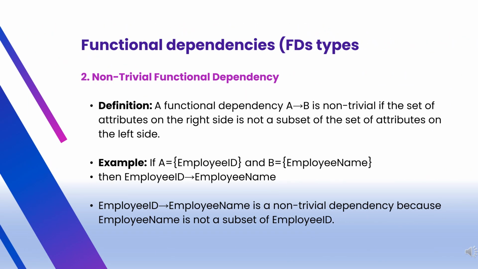Second type of functional dependency is non-trivial functional dependency. A functional dependency A determines B is non-trivial if the set of attributes on the right side is not a subset of the set of attributes on the left side. Example: if A equals employee ID and B equals employee name, then employee ID determines employee name. Employee ID determines employee name is a non-trivial dependency because employee name is not a subset of employee ID.